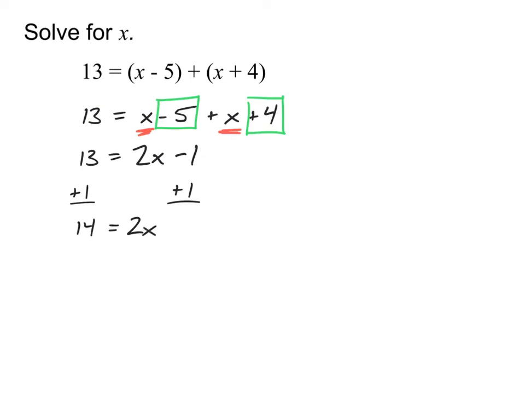And then again, I have 2 times x. If I want to get rid of the 2, I'm going to divide, because right now it's 2 times x, and therefore we're undoing multiplication. And so we divide. So we have 7 equals x. And since I do, in fact, have the x by itself, that means I'm done. I know what x equals. x equals 7.